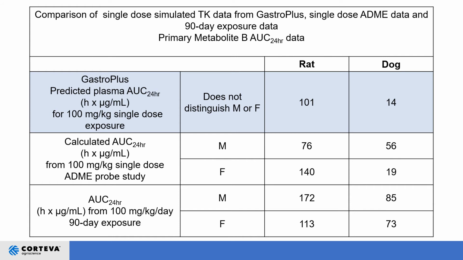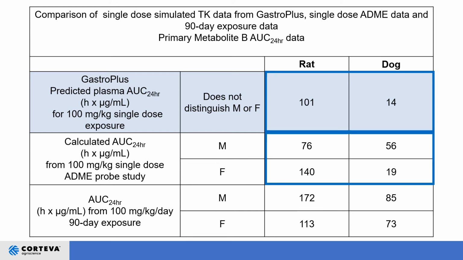The first row shows the GastroPlus predicted plasma AUC for a single dose exposure, which does not distinguish between different sexes. Row 2 is the 24-hour systemic exposure data for both rat and dog, calculated from the single dose metabolism study. And row 3 is the systemic exposure determined during the last week of a 90-day exposure. For each of these scenarios, the rat has higher systemic exposure.